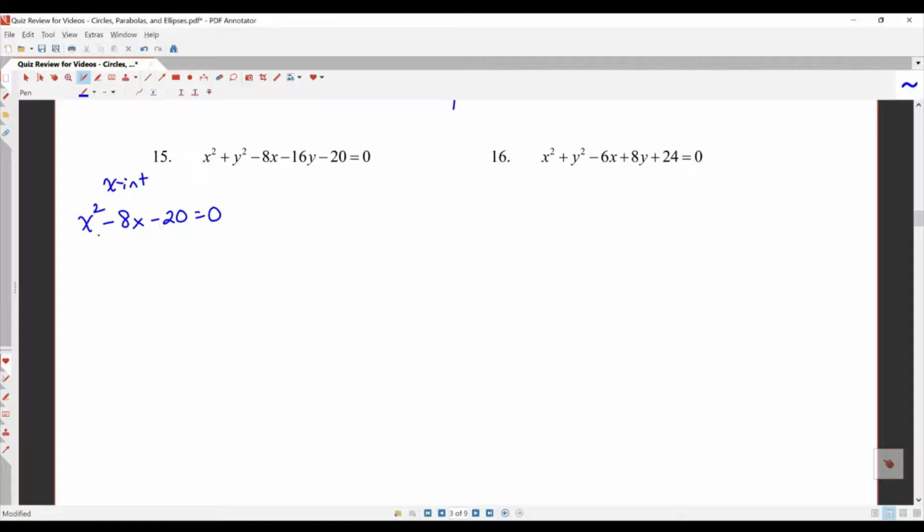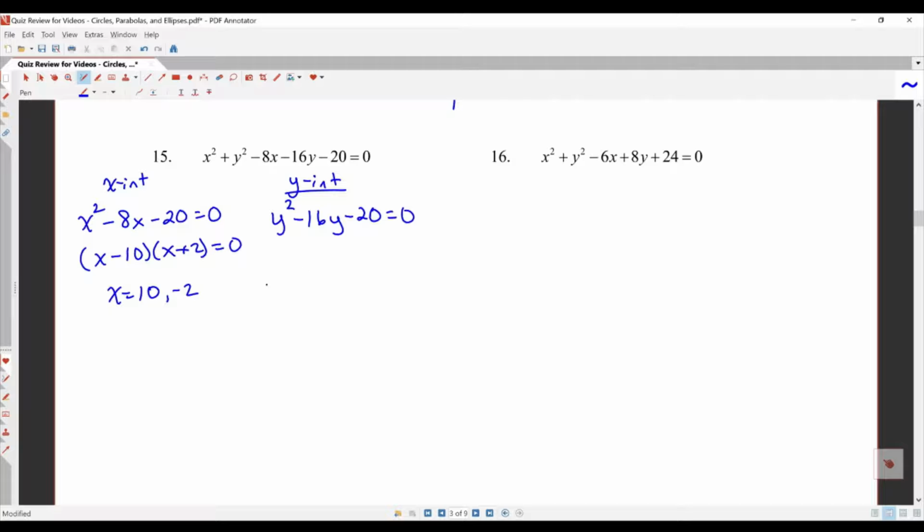Now this gives us a trinomial just like we had in Algebra 1, which you can factor. That factors into (x − 10)(x + 2) = 0. So we get x-intercepts of 10 and negative 2. Now you might say that seems very nice. Why do we do it any other way? Well, let's take a look at the y-intercept. So now let all of our x's be 0. If I do that, the x term disappears. I get y squared minus 16y minus 20 equals 0. This does not factor like the first one does.